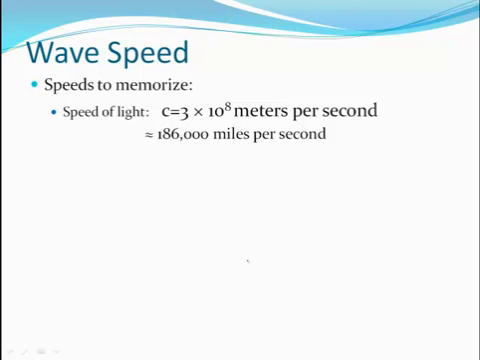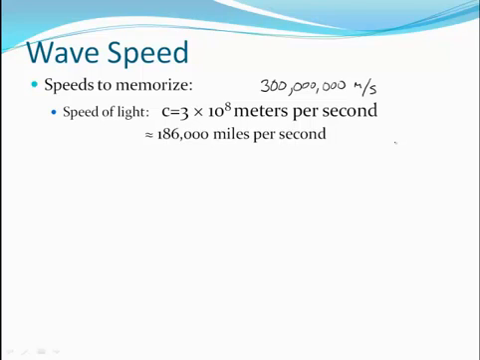So I wanted to give you a couple speeds of waves that you ought to memorize. The speed of light, that is actually the speed of any electromagnetic wave in a vacuum. So when it moves through deep space where there's no other stuff around, it travels at this speed, 3 times 10 to the 8th. Written out, that'd be 300 million meters per second. And converted into a more familiar unit to us, that's 186,000 miles. Yeah, you thought I was going to say per hour, didn't you? No, 186,000 miles per second.